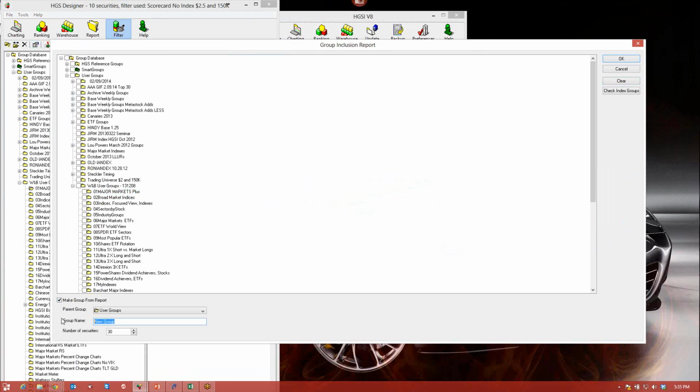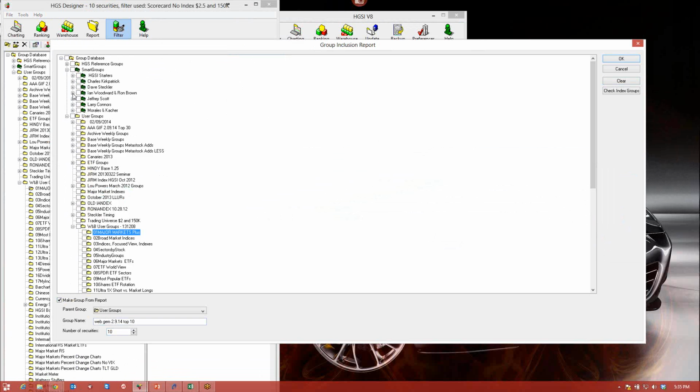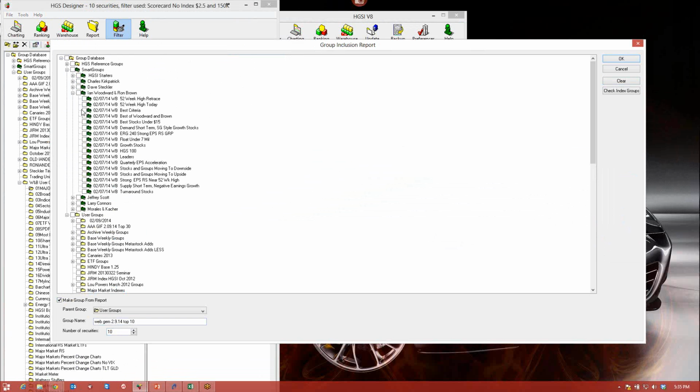So let's go to WebGem 2.9.14, top 10. Let's take my 30 down to 10. Let's go into the smart groups, which are automatically done scans on a nightly basis. Let's pick best criteria, new highs, best Woodward, under 15, demand, herd, growth, HGS 100 leaders, PLEPS, stocks and groups to the upside, strong EPS rank, and turnarounds. Let's hit OK.